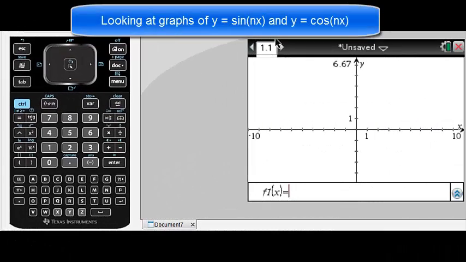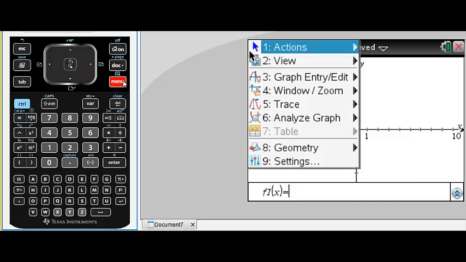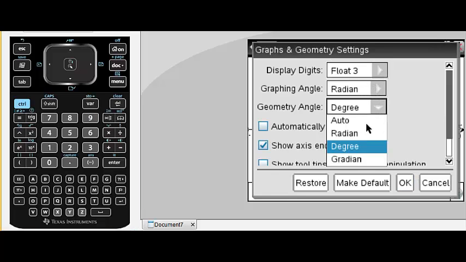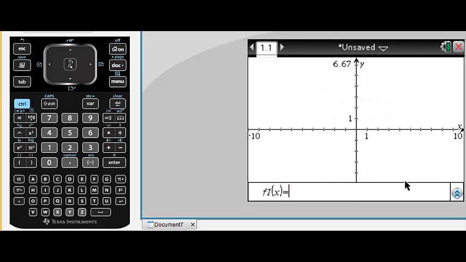Okay, on your handout, you've been asked to plot the graphs of quite a few different cosine and sine curves. So I'm just going to do a few with you so we can see what happens when we change the graph a little bit. The first thing you're going to have to do is make sure that you're graphing in radians. So if you go into the menu key and then number 9 is settings, you need to make sure that the graphing angle is in radians, and you might as well change this to radians as well while you're there. Press OK.